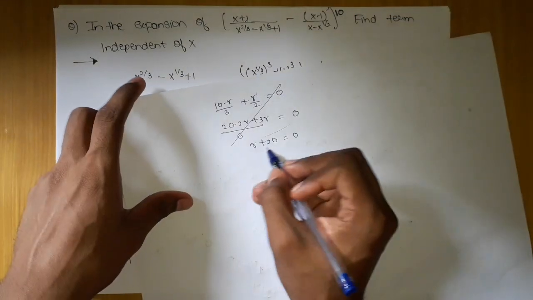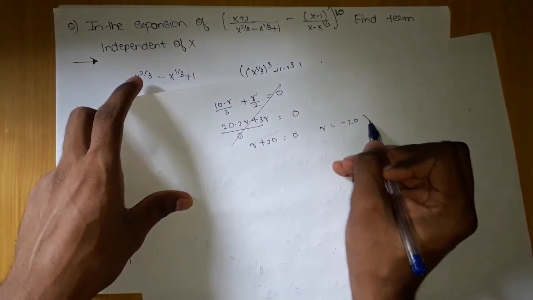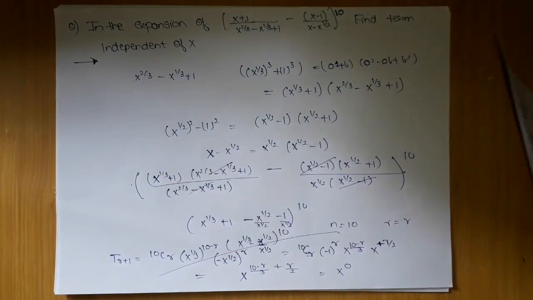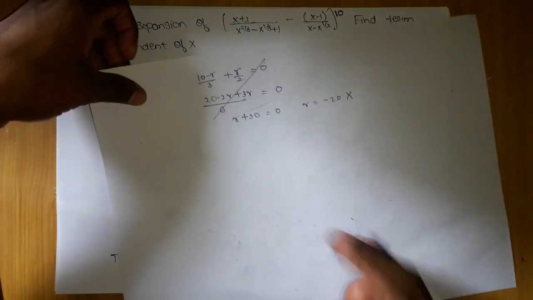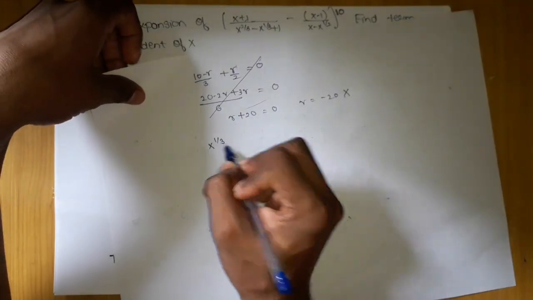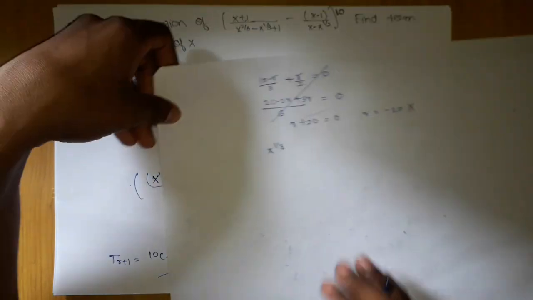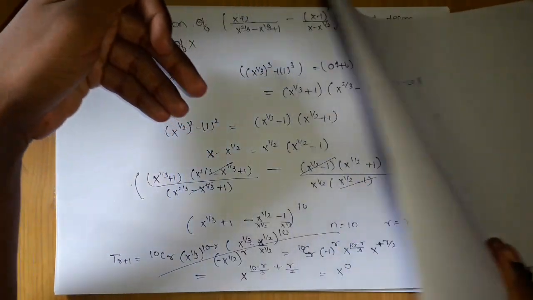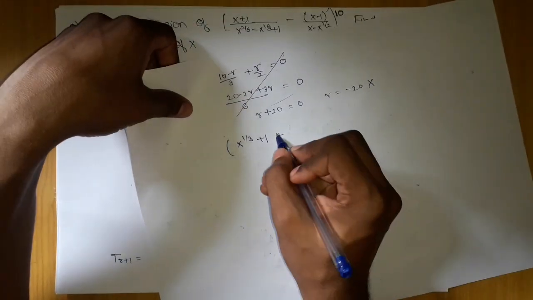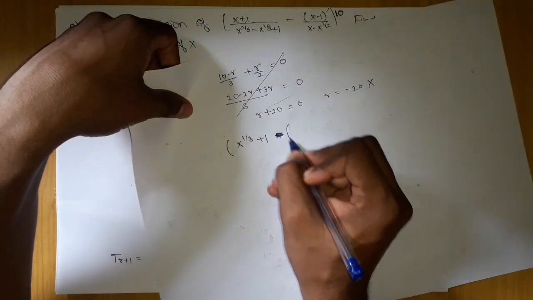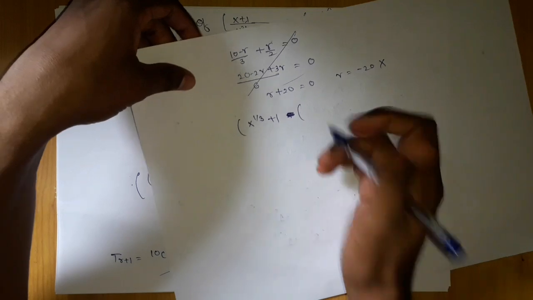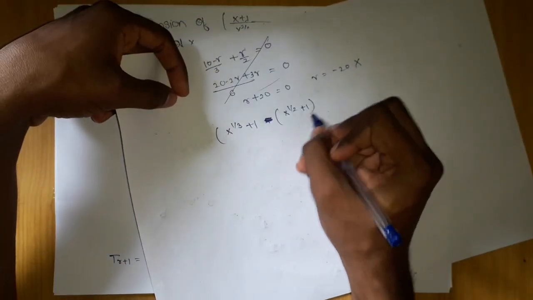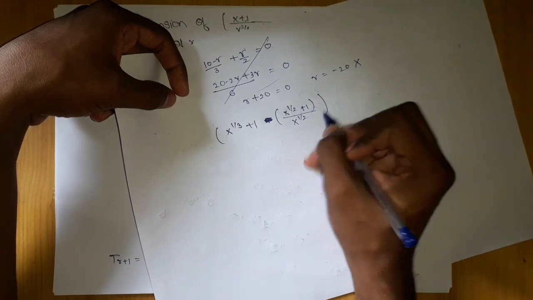We cannot get r negative. If I am getting r negative, then it is wrong. Okay, so from this I got my mistake, that I am doing something wrong. So x power 1 by 3 plus 1 was there, and here what we are having is actually minus, okay, minus bracket x power 1 by 2 plus 1, the whole upon x power 1 by 2, the whole power 10.